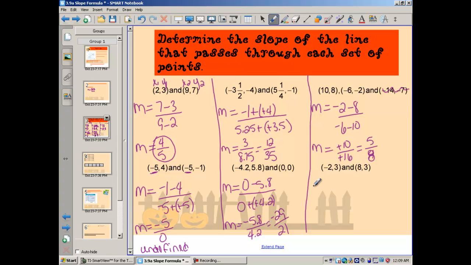One more. 3 minus 3 over 8 minus negative 2. Leave change, change. 3 minus 3 is 0, and then 8 plus 2 is 10. Well, if you'll remember, 0 divided by 10 is 0, and if I have a slope of 0, that means I have a horizontal line. You have no rise, but you have lots of run, so it's going side to side all over the place, but it's not going up or down at all, so you have a horizontal line.